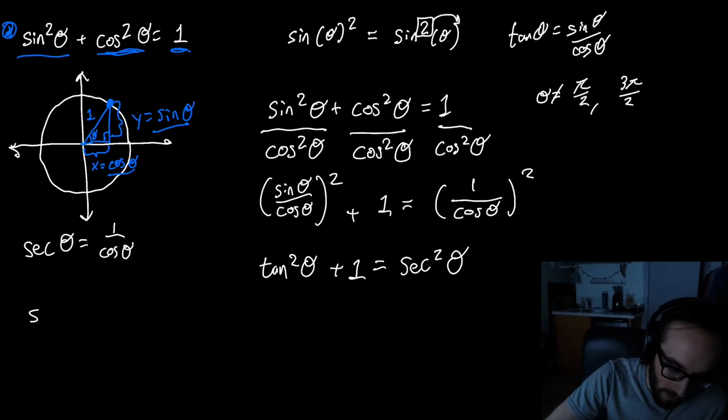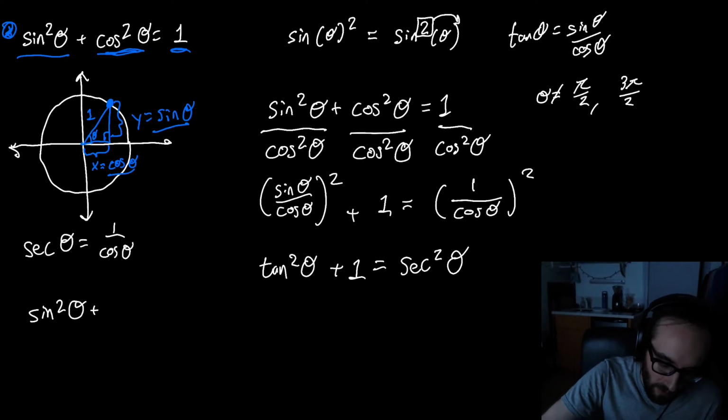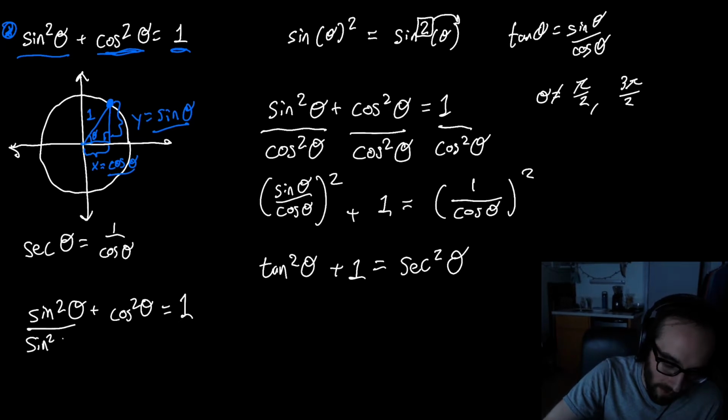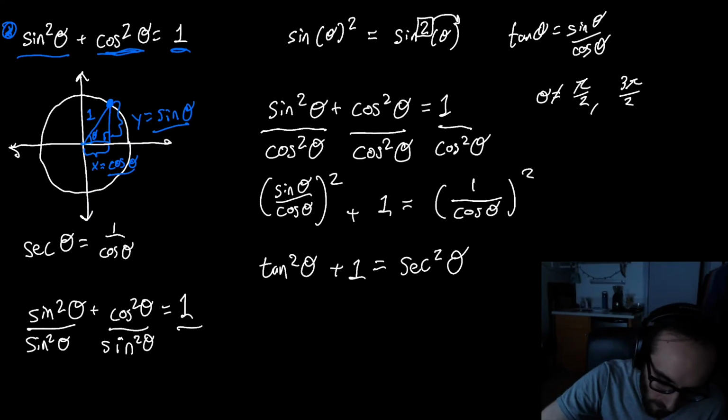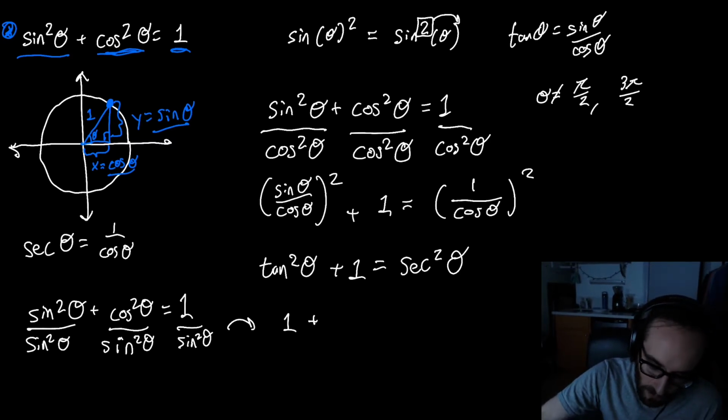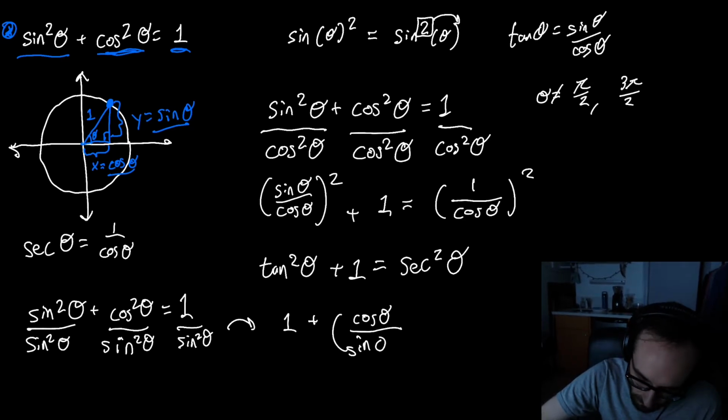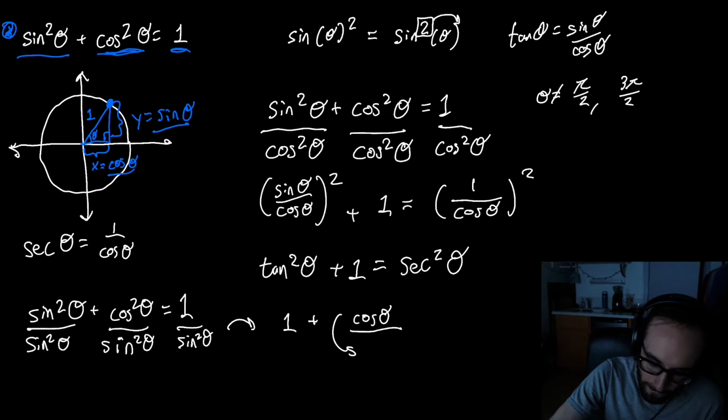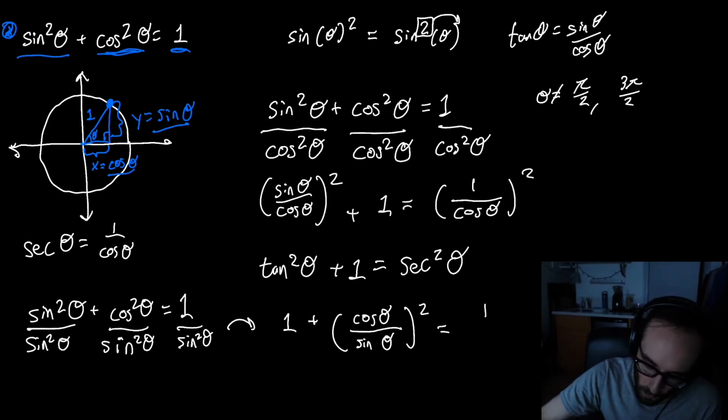Similarly, if we take our original equation, sine squared theta plus cosine squared theta equals 1, and we divide instead by sine squared of theta, again making sure that theta isn't something that makes sine of theta 0, over sine squared theta, we can rewrite this as 1 plus cosine of theta over sine of theta squared equals 1 over sine of theta squared.